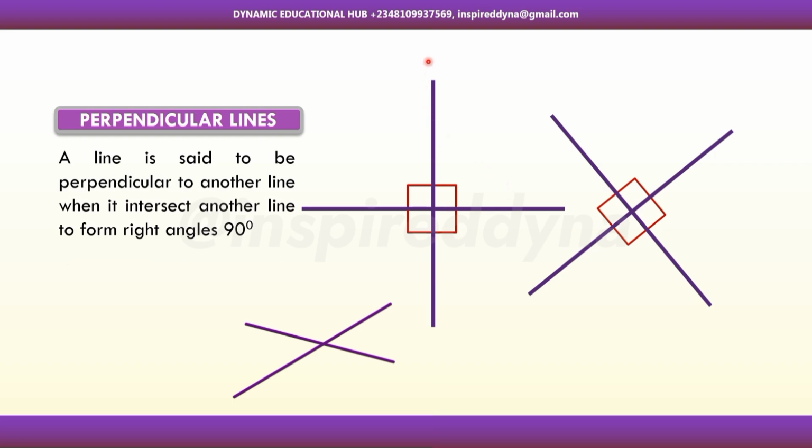A perpendicular line is not only drawn straight like this. When you have a line, regardless of the orientation of that line, and another line cuts across that line at 90 degrees, it means that the line is perpendicular. Perpendicular also has a symbol in mathematics. When you see this symbol, it shows that two lines are perpendicular to each other. They are inclined at an angle of 90 degrees.